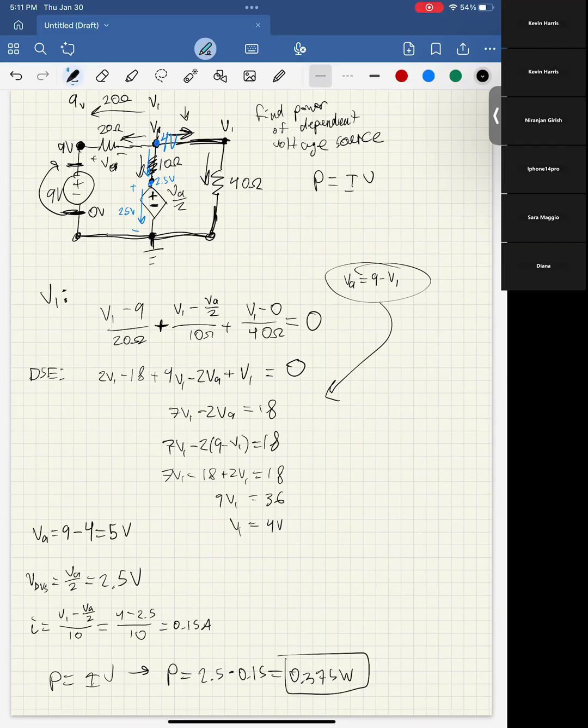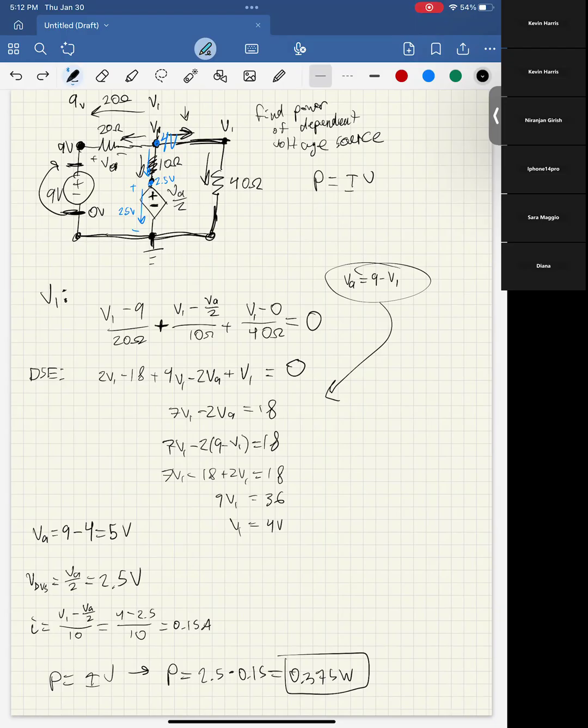So again, I said a lot of words, but the gist is you write your node voltage equation, you write your little dependent source equation. Basically, you write enough equations until you have an equal number of unknowns as you have equations.